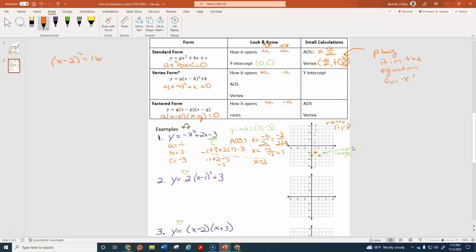So I'm going to connect these dots the best I can to show what my parabola looks like based on the information, the look and know information: how it opens, the y-intercept by looking at the C, the small calculation by finding the axis of symmetry, and then plugging it in to find the y value of the vertex. So I got 3 points. 3 points is what I always need to graph a parabola. In this case, I got the vertex, the y-intercept, and the mirror image of the y-intercept.